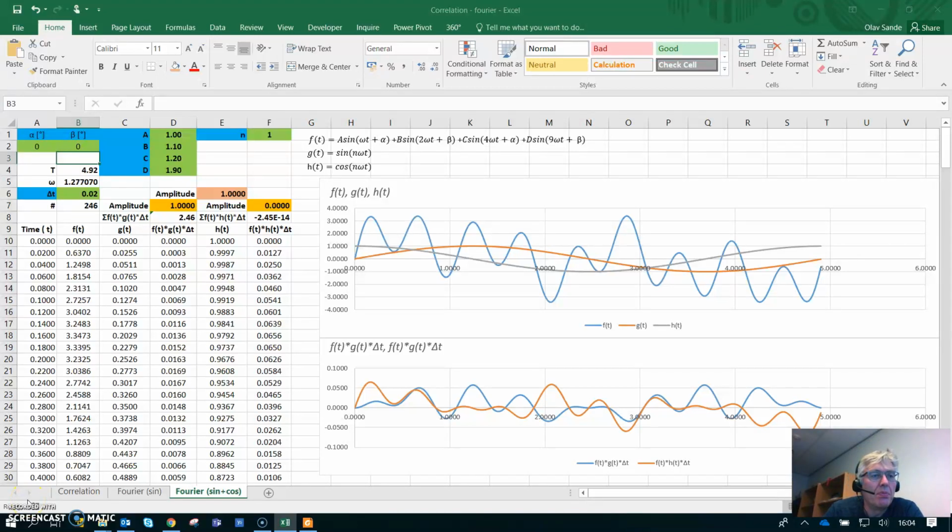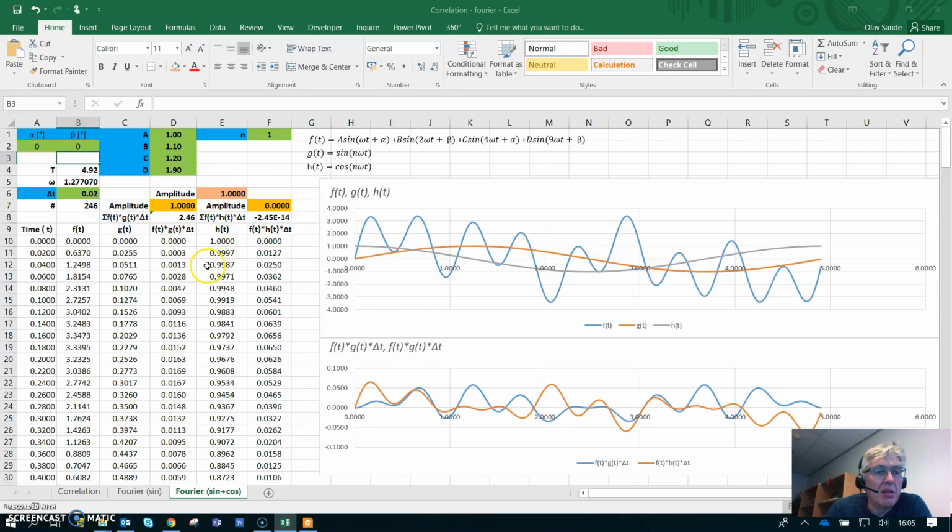Here we are going to play a little basic Fourier exercise on Excel. What we have here is a sine function, which is down here. Time is here. And what we've done with the sine is that we have made some offset, so we can offset each and every one here. So there's a fundamental frequency, 2 times the fundamental, 4 times, and then 9 times the fundamental frequency.